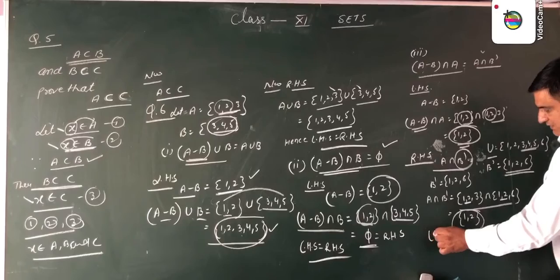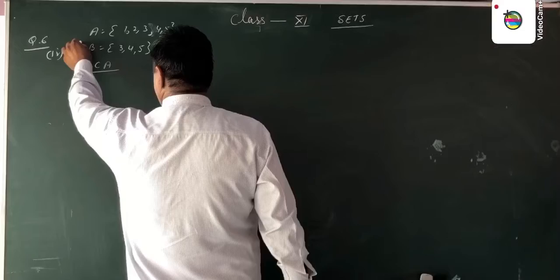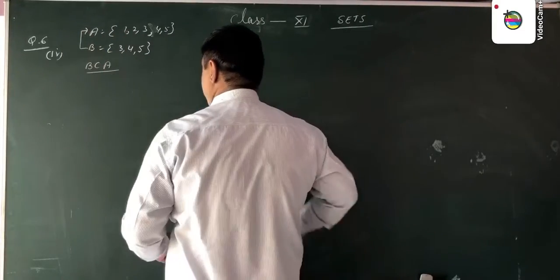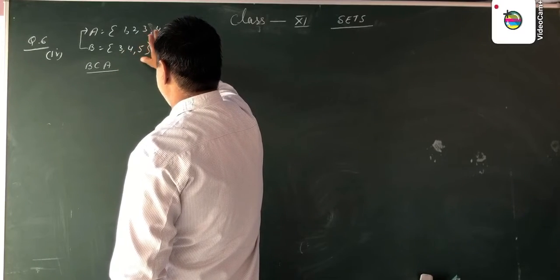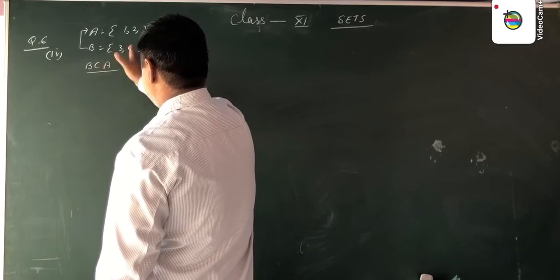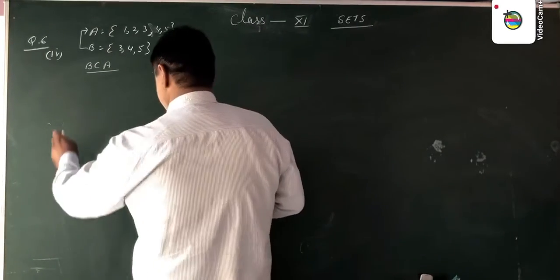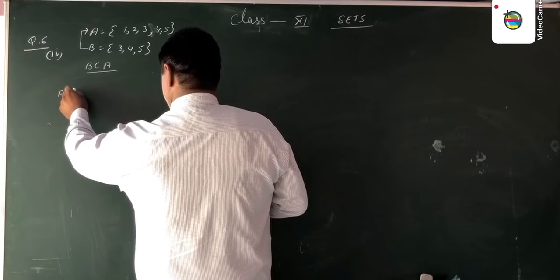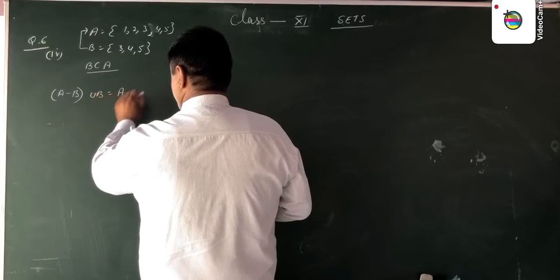So hence the result LHS is equal to RHS. B is contained in set A. It means these elements 3, 4, 5 are also in set A, then B is the subset of A. Now we have to prove that A difference B union B is equal to A.